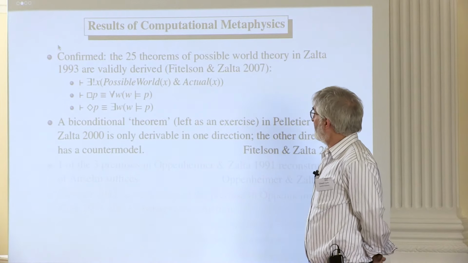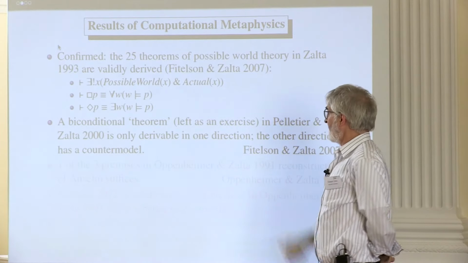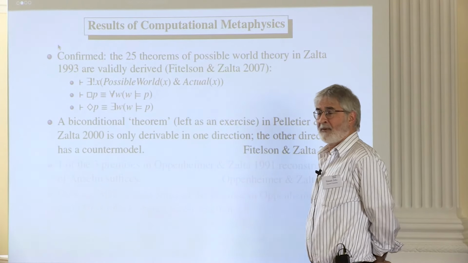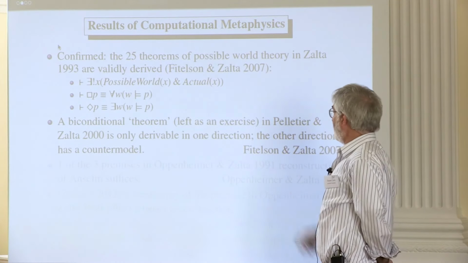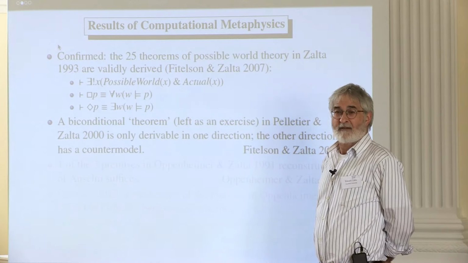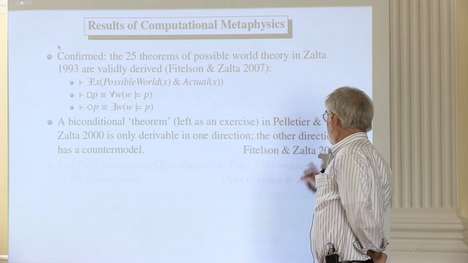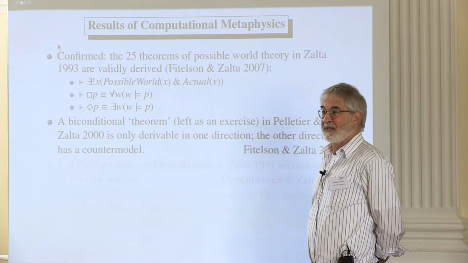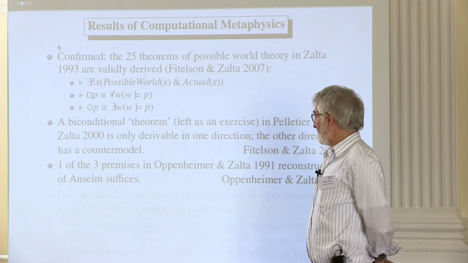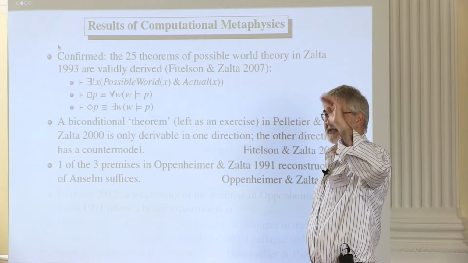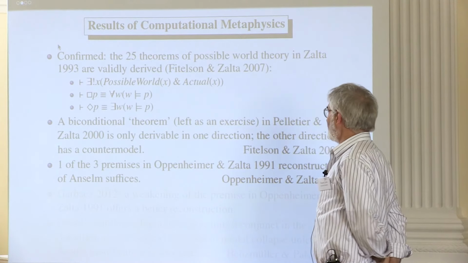We discovered also in that paper a biconditional theorem that Jeff Pelletier and I left as an exercise in our paper on Plato's theory of forms. We shouldn't have done that. That was a mistake. We found an error. The right-to-left direction has a counter model, and MACE, which is a counter model building tool, found it, and Brandon and I discovered this as we were trying to reproduce the results in the paper in Pelletier and Zalta 2000. So that's kind of neat that we found an error in reasoning. We basically left something as an exercise, and we didn't consider the intensional case. We were thinking extensionally, and that doesn't work.